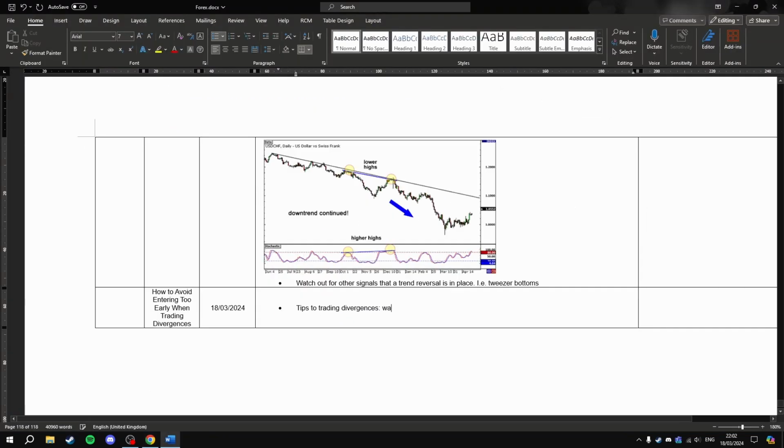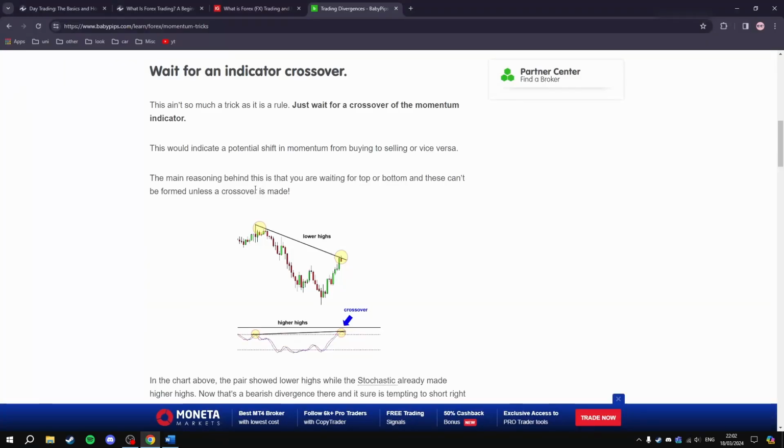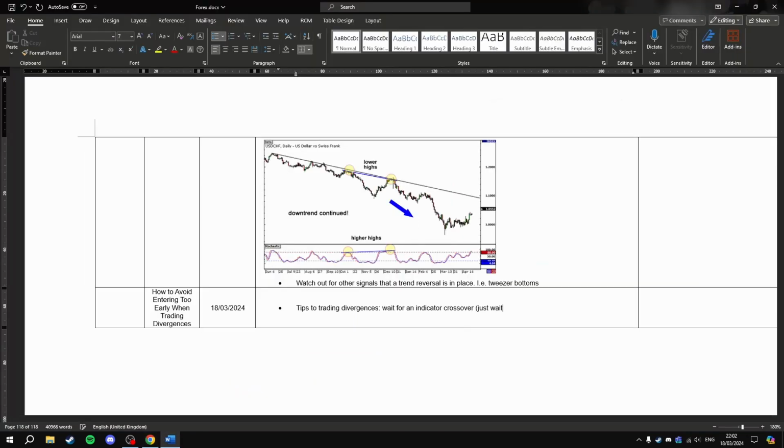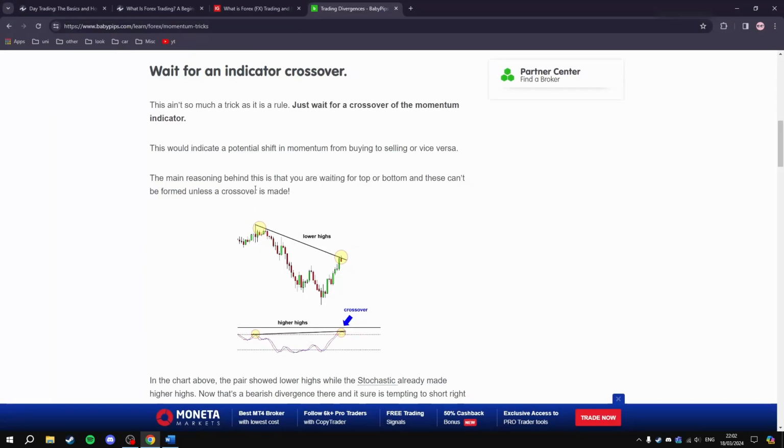Number 1, wait for an indicator crossover. This ain't so much a trick as it is a rule. Just wait for a crossover of the momentum indicator. This would indicate a potential shift in momentum from buying to selling or vice versa. The main reason behind this is that you are waiting for a top or bottom, and these can't be formed unless a crossover is made.